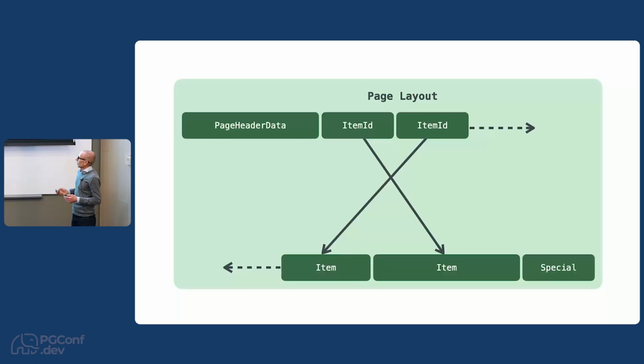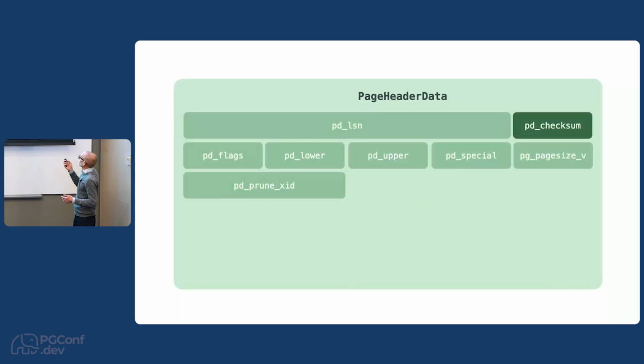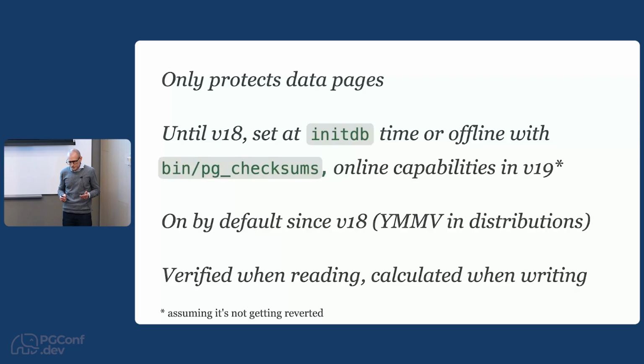We're particularly interested in the page header data, and in there we're only interested really in this field, the pd_checksum, which contains the checksums for the data pages. And up until V18, you could only set it at initdb or offline, like taking a cluster offline using the bin pg_checksums utility. And what this patch does is it brings online capabilities in version 19 and onwards.